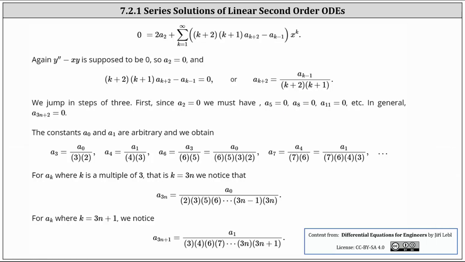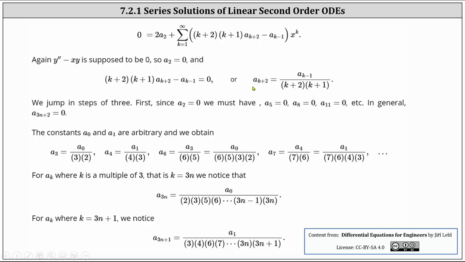We get a similar result for a sub 8, a sub 11, and so on, which means in general a sub 3n+2 is equal to 0. The formula 3n+2 gives us the subscripts 2, 5, 8, 11, and so on. In addition, the constants a sub 0 and a sub 1 are arbitrary.